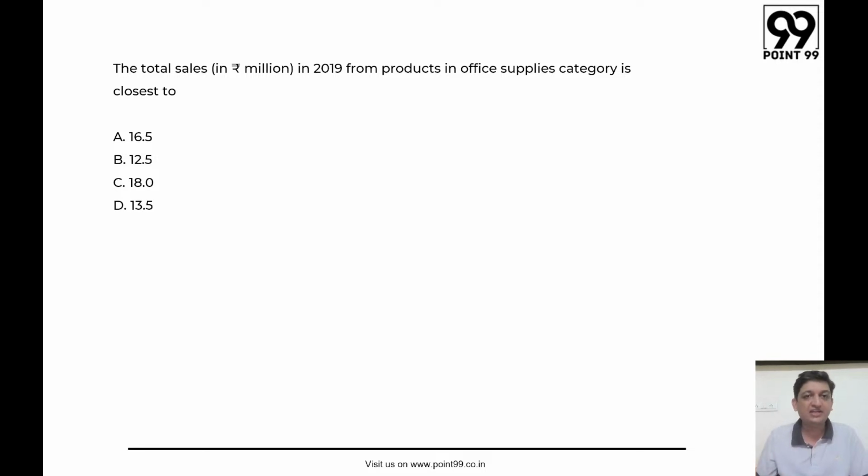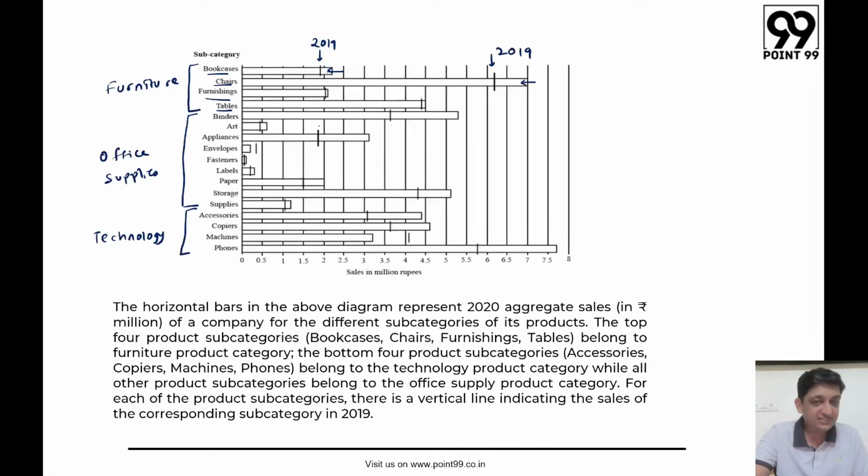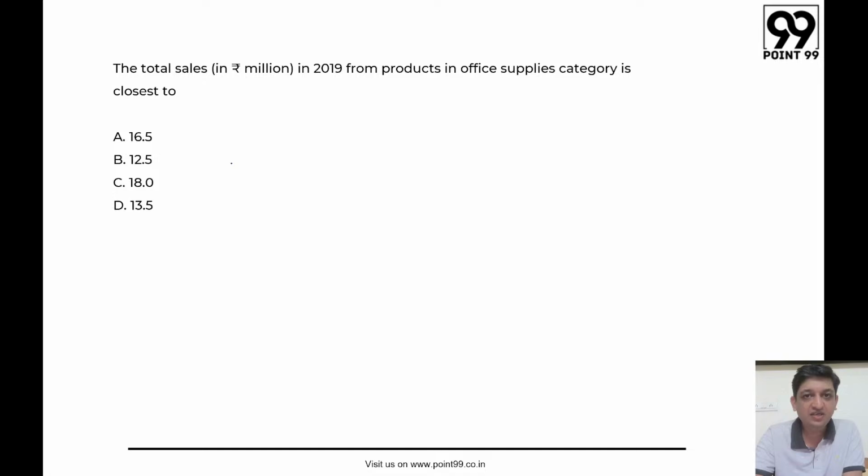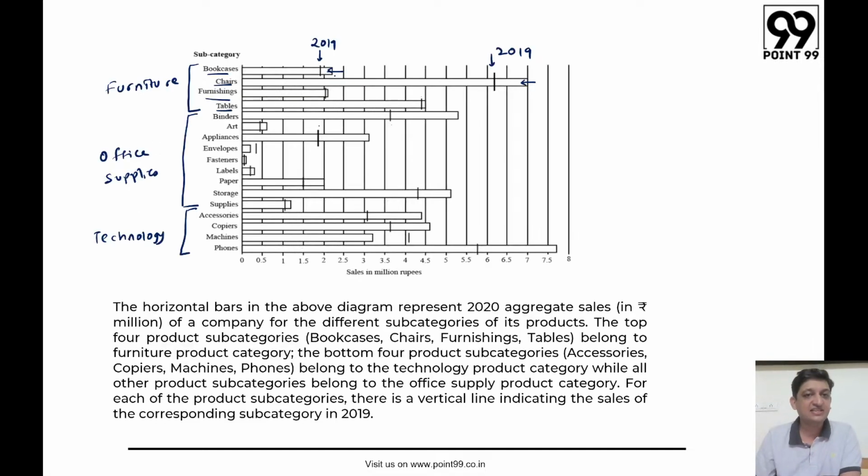So we can directly look at the questions and then try to see what happens. Now the total sales in 2019 from products in office supplies category is closest to. So office supplies was the middle one that we had. Binders, art, appliances, envelopes, these are all the things. And we have been asked to find the total sales in 2019. So how much was the sales here in 2019?